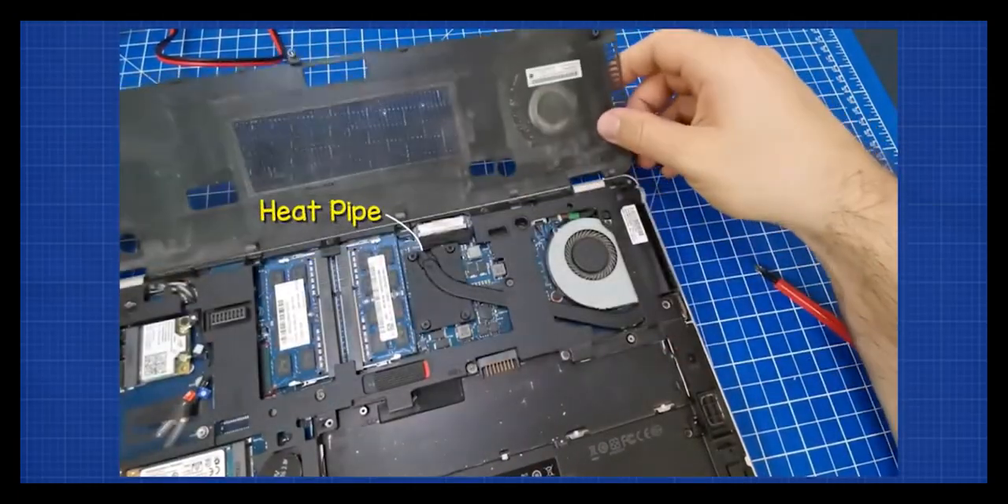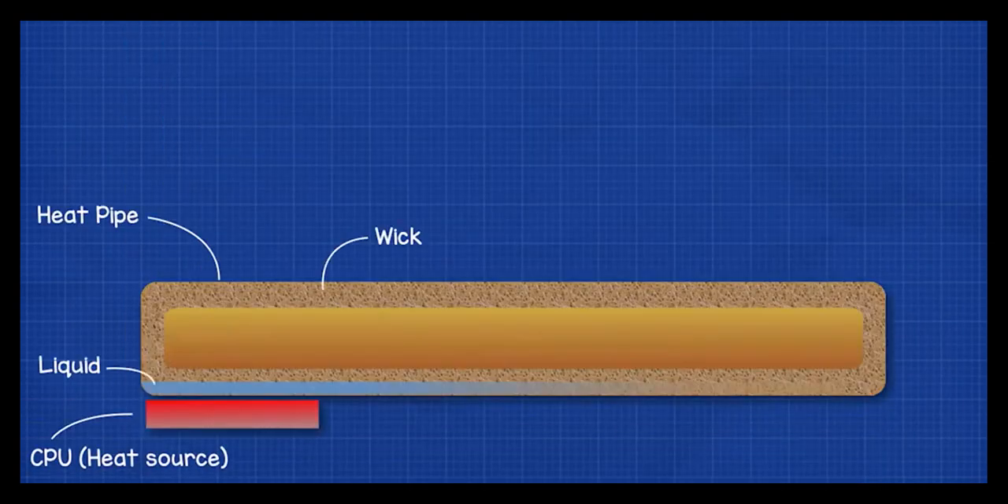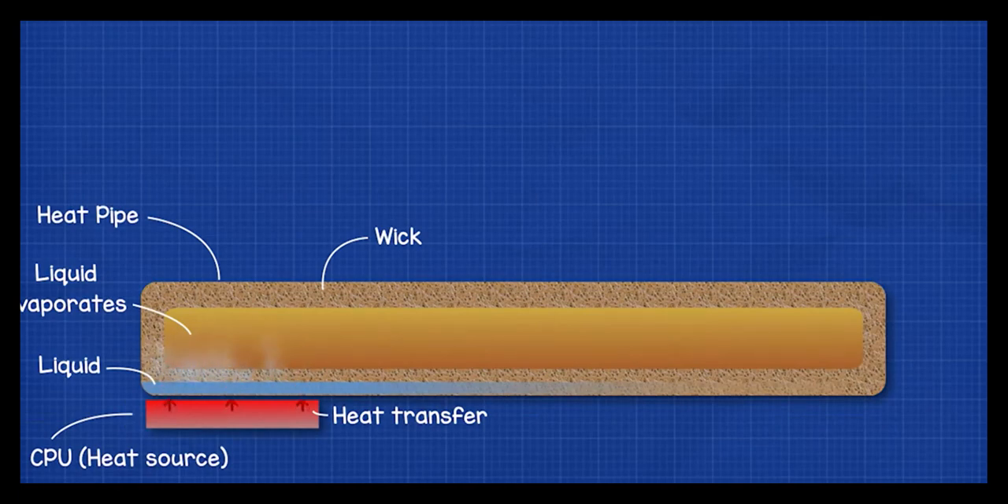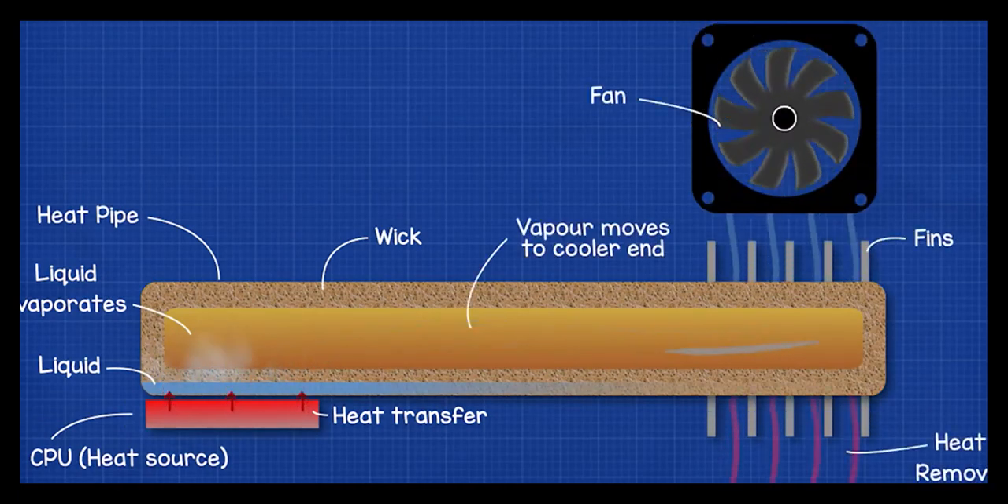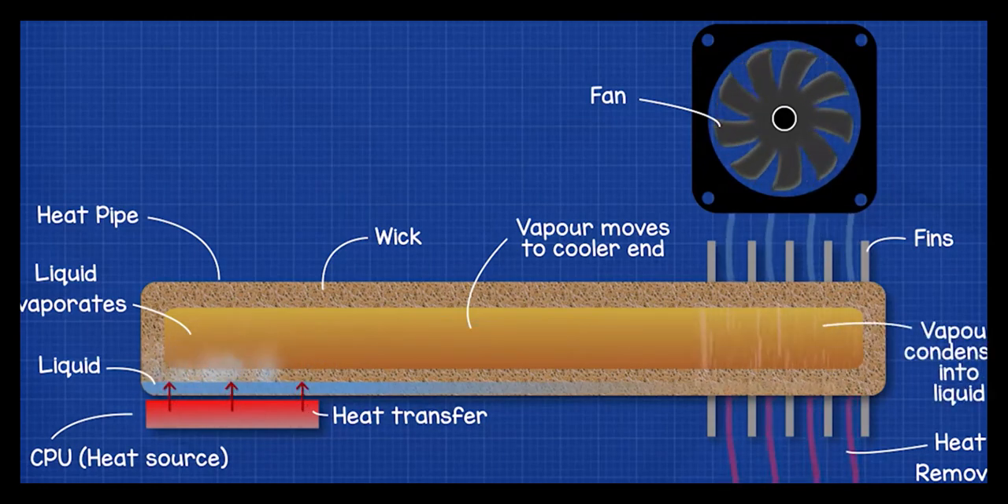Inside the laptop, there's a heat pipe placed between the processor and a fan. Inside this heat pipe, there's a small amount of liquid and a wick. When the processor heats up, it causes the liquid inside the wick to evaporate. The vapor moves to the opposite end, which is then cooled by a fan, and excess heat is removed. This causes the vapor to condense to a liquid. This liquid flows back along the wick to pick up more heat, and the cycle repeats.